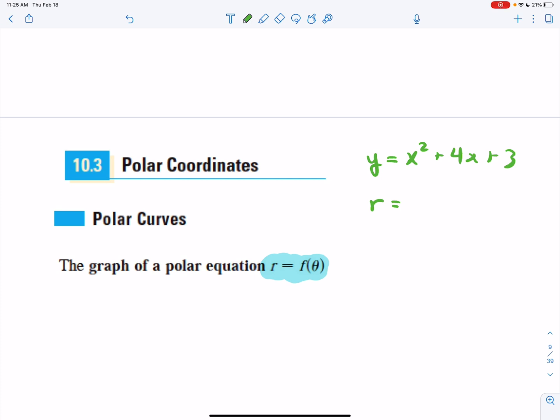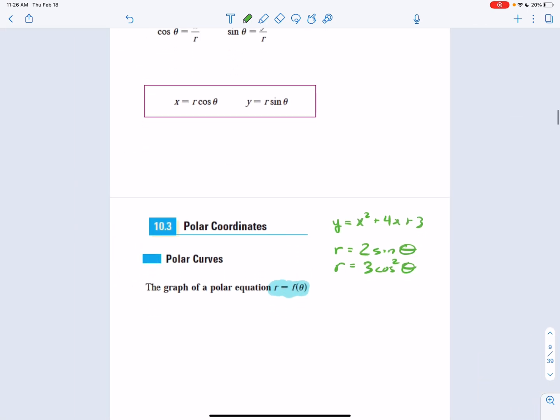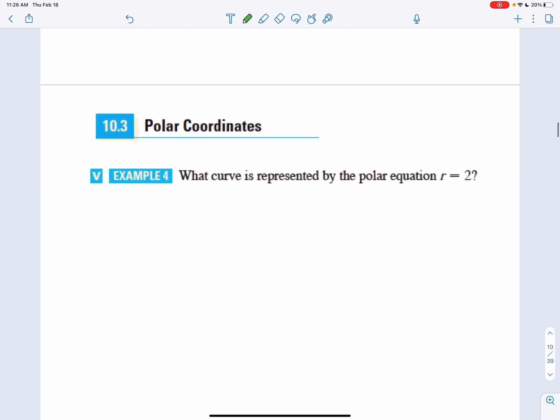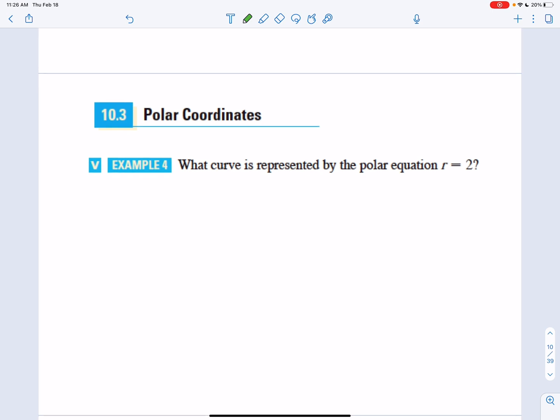So for instance, r equals 2 sine theta. R equals 3 cosine squared theta. So everything will be in terms of theta in that sense, but r will always be isolated, okay? So different, but really the same thing. Okay, so I want you guys to think about this here. What curve is represented by the polar equation r equals 2?